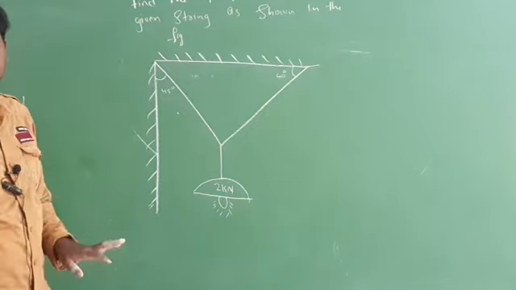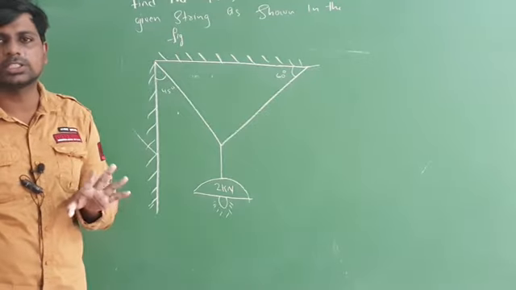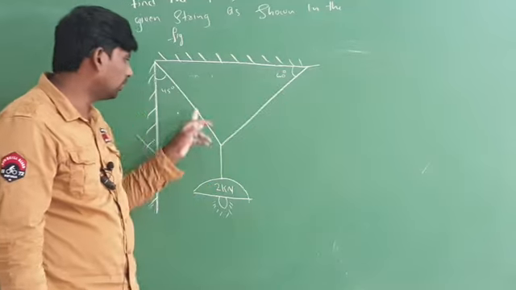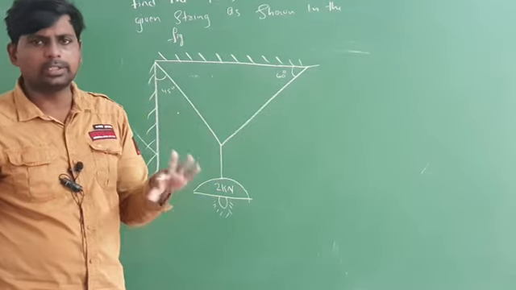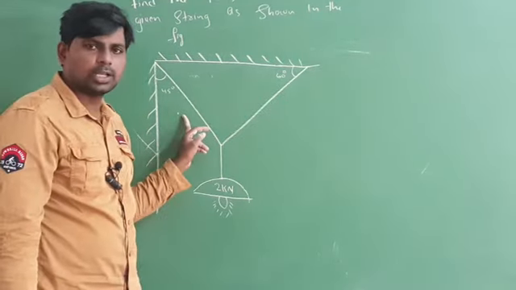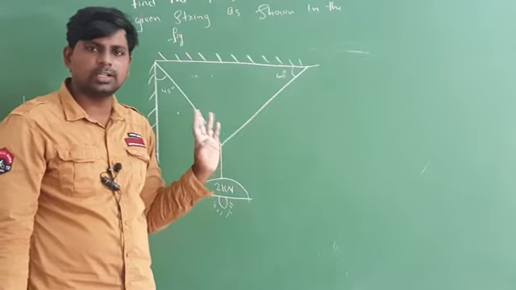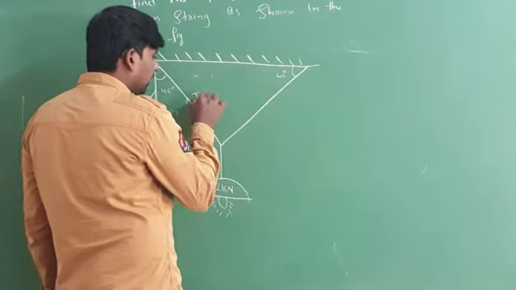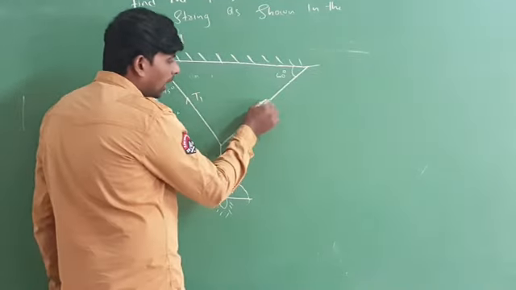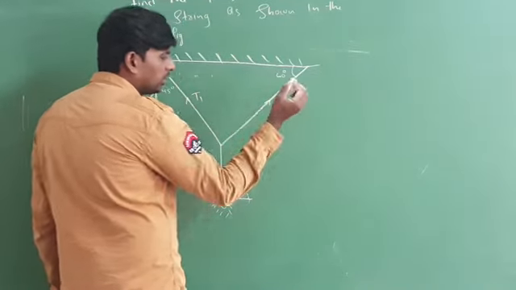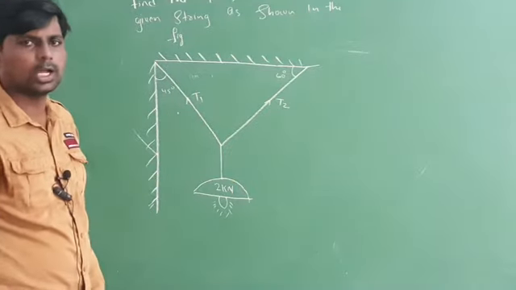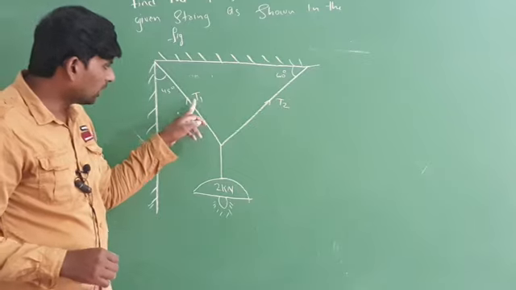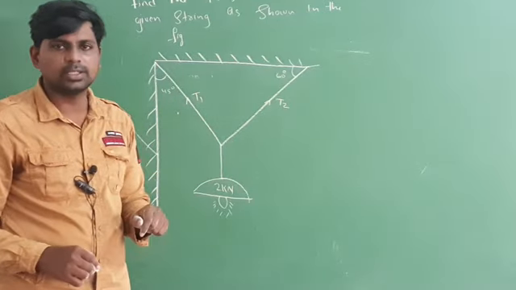Like this figure is given. He is asking to find out the tension in the string. String means rope. This one you consider as rope 1 and this one you consider as rope 2. It's up to your wish. So what I am doing, this one I am considering as T1, T means tension, and this one I am considering as T2. You can take R1 and R2 also, depending upon your assumption.